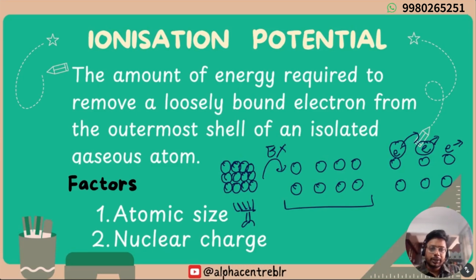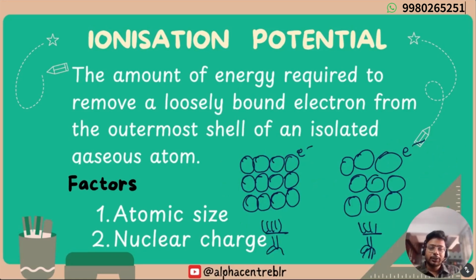So we are making an assumption here that our entire system consists of isolated gaseous atoms, meaning all the atoms are separated first, and the energy is only used in removing the electron and not separating the atoms. Does that make sense? Yes, sir. So when the atom is already in its isolated gaseous state, the amount of energy required to remove that electron is known as ionization potential. For a fair comparison, we ensure that all the atoms are in the isolated gaseous state, meaning they are independent of each other.